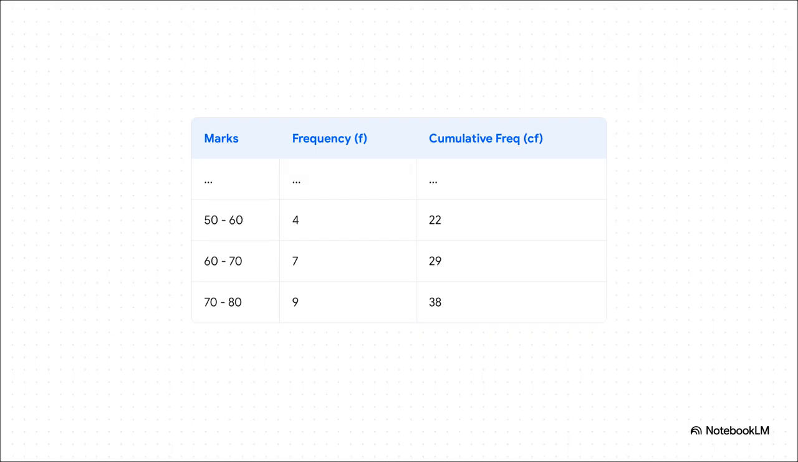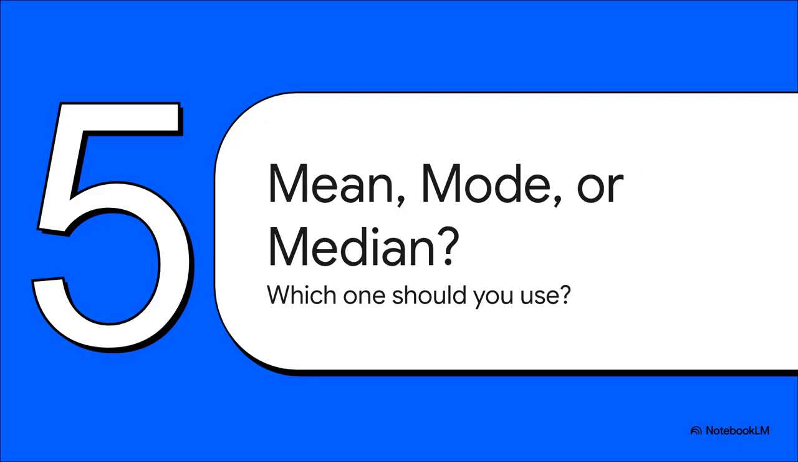And there it is, 29. This tells us our median class is 60-70. Now we know everything we need, L, CF, F, and H, to put into the formula and find the median marks. Okay, for our last and very important topic, we've learned about mean, mode, and median.